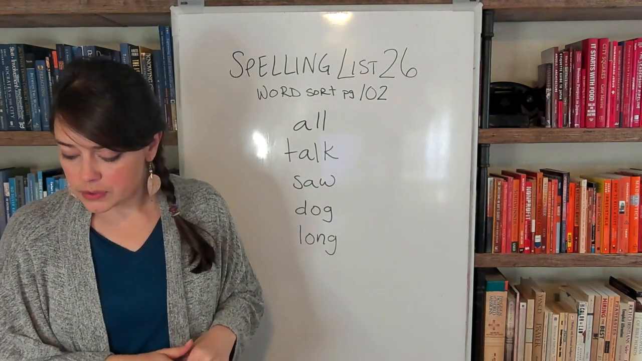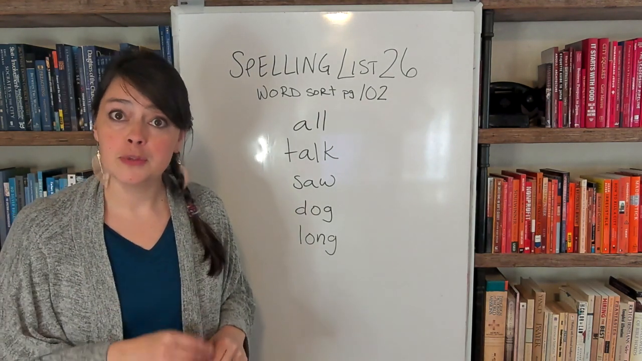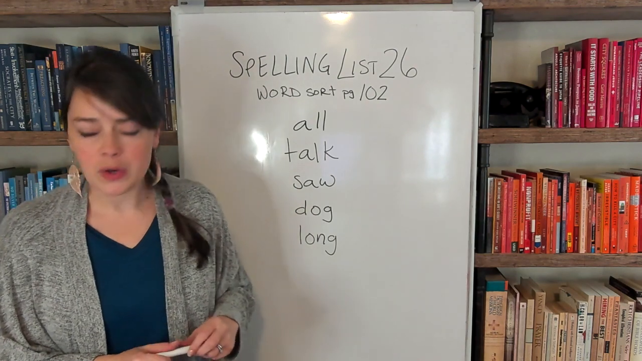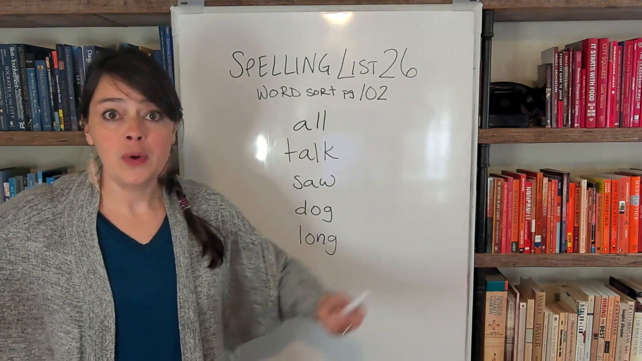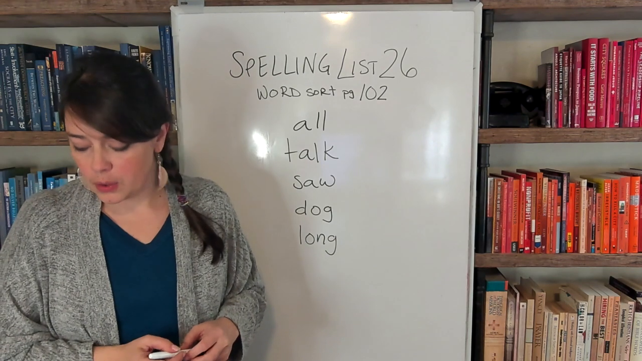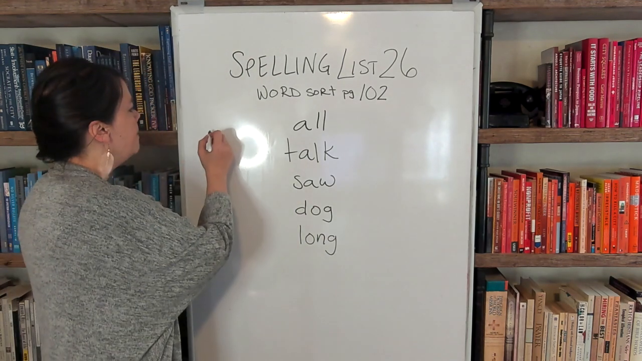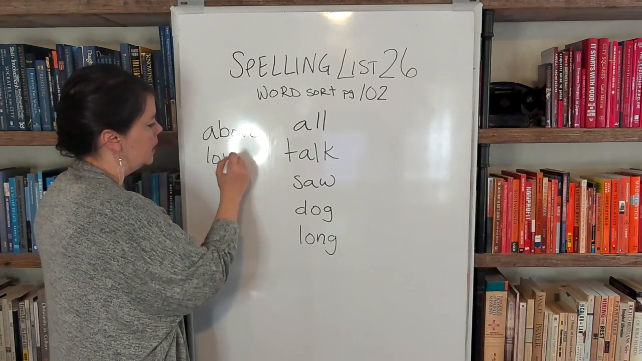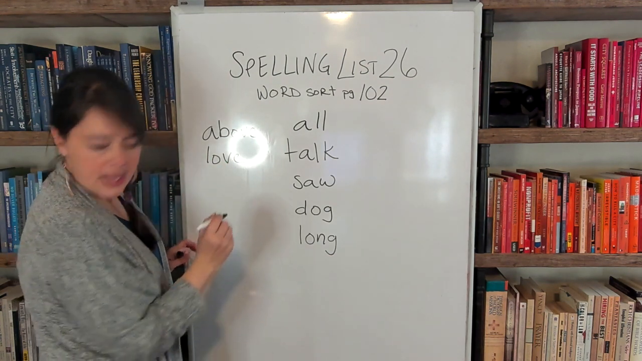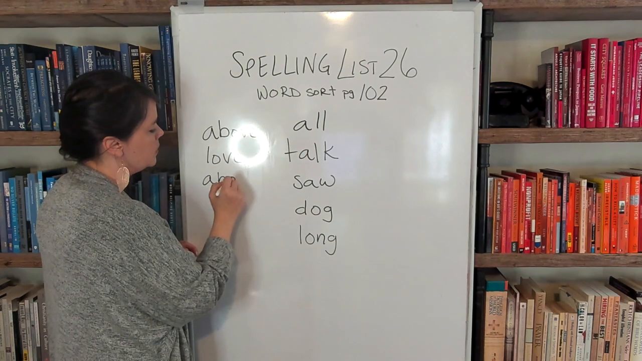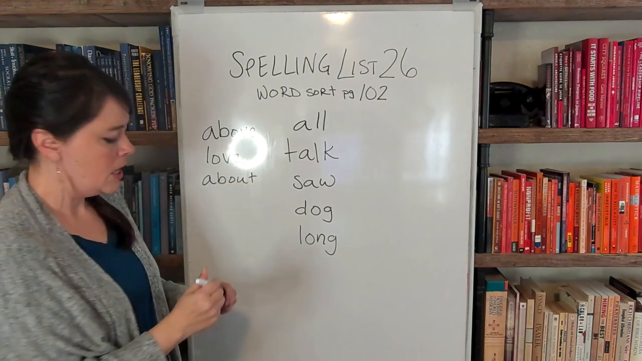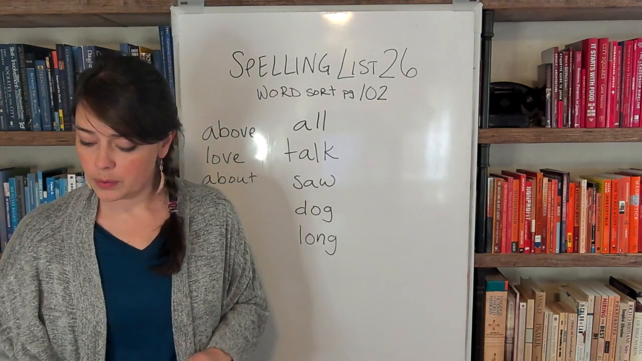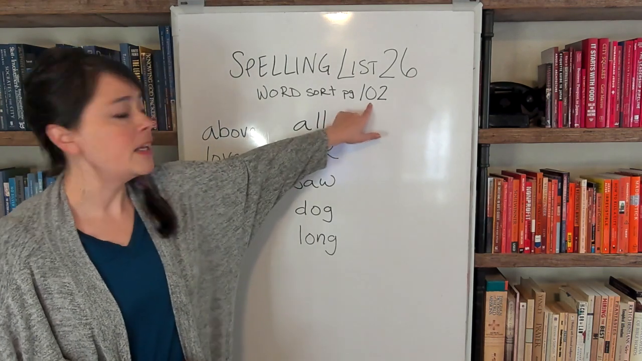Our review words are saddle and little. Those are from just last week. And then memory words that you just have to memorize because they don't necessarily follow rules are above, love, and about. Right? So you're going to take a look in your spelling workbook for page 102.